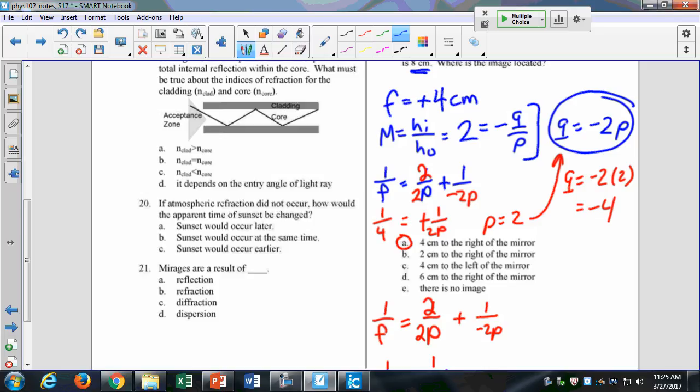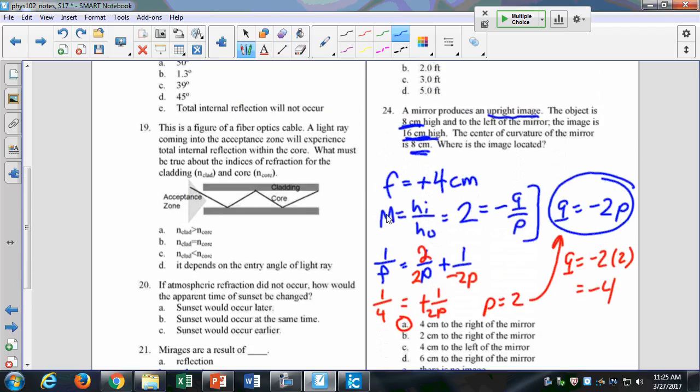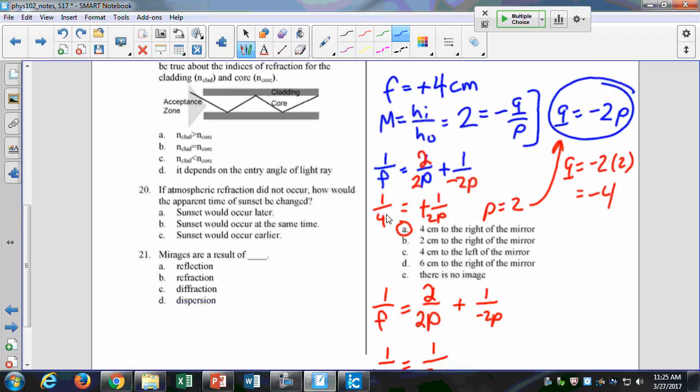All right? Right. Negative 4 is a virtual image. Right. And so it's 4 centimeters to the right of the mirror. The object is over here. The image is over here. And it's a concave mirror.